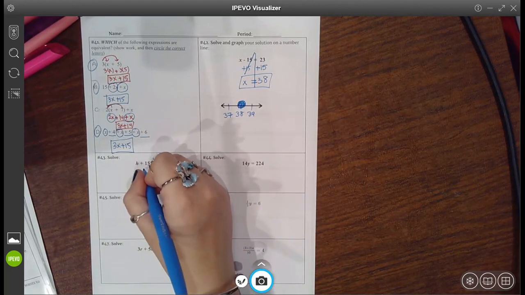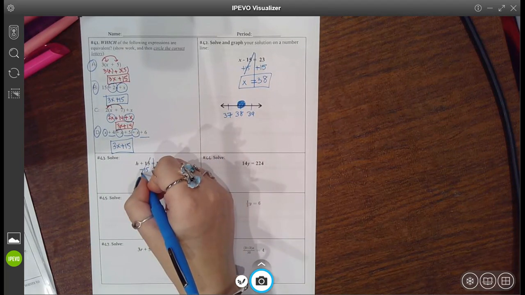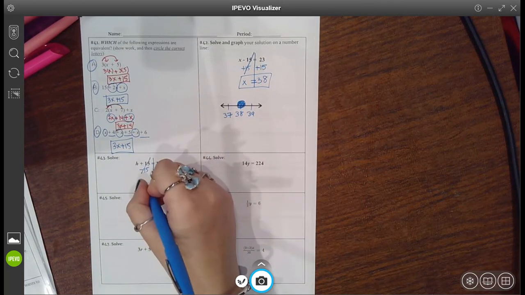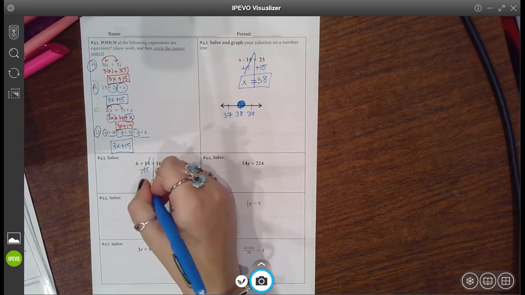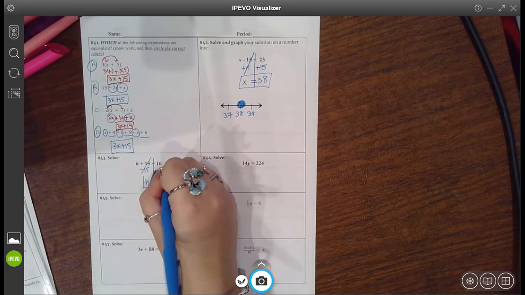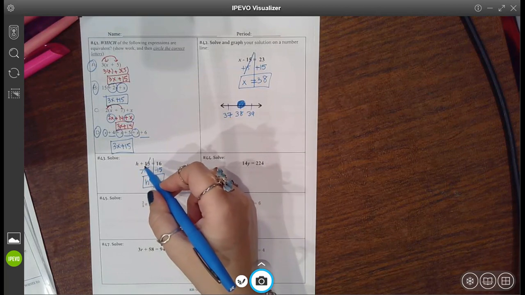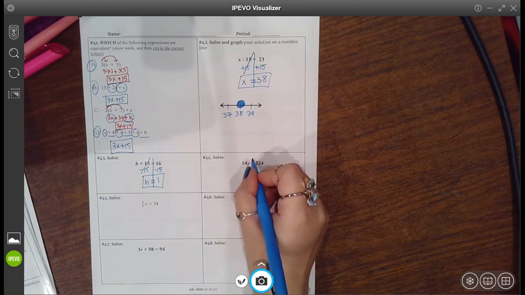The inverse of adding is to subtract. Those cancel because 15 minus 15 is 0. Bring down your h because h plus 0 is just h. Whatever you do to one side, you do to the other. So 16 minus 15 is 1. If you want to, you can always check, plug it back in. 1 plus 15 is 16. Okay.